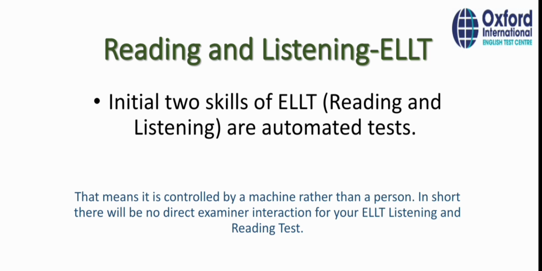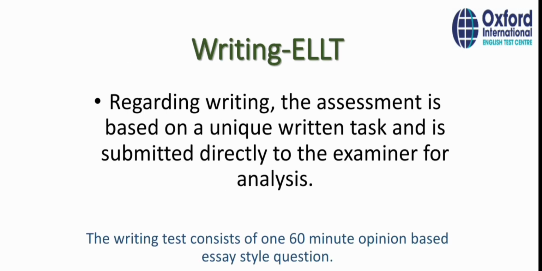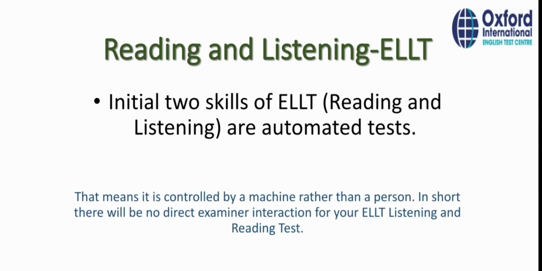Right, now just going through reading and listening, the initial two skills. There are four skills for ELLT, and the first two are reading and listening, and they're automated. We cannot do anything. They are automated tests, controlled by a machine rather than a person. So whenever you take this ELLT test, you will get a reading and listening test. Then we can go for the next module, that is writing.